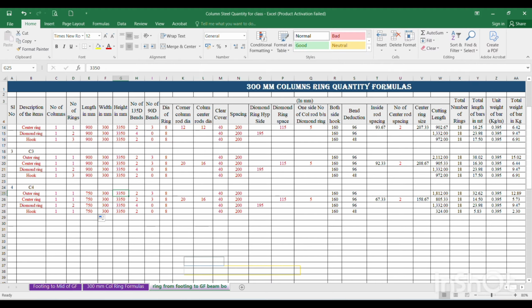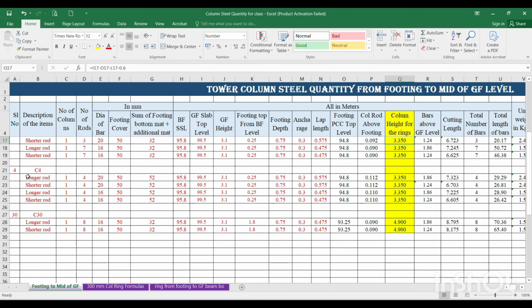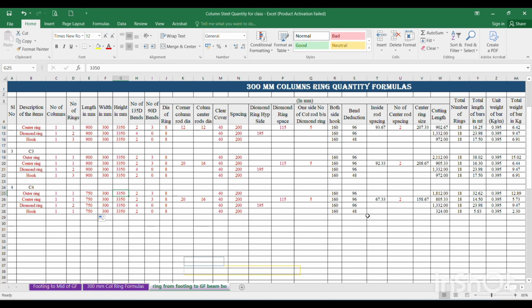And column height I have to check with the C4 column. What is the C4 column height? C4 column height is 3.35, as it is 3. This column height should be followed as per the column main rods only. You have to copy that height and paste it over here in millimeter.